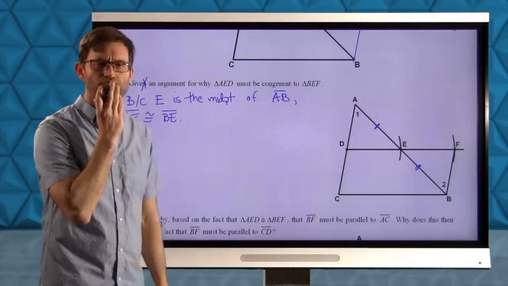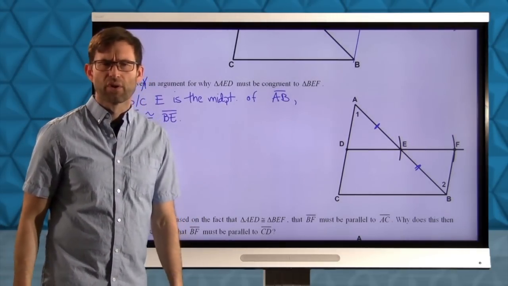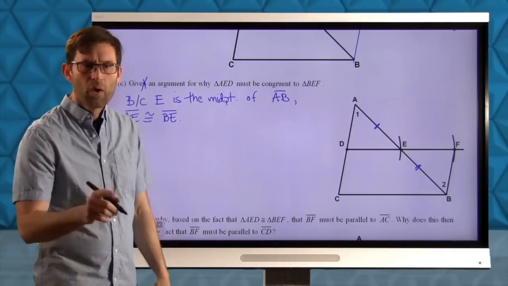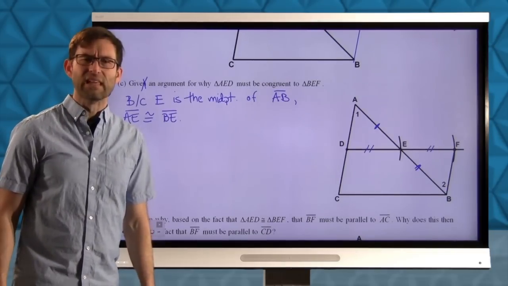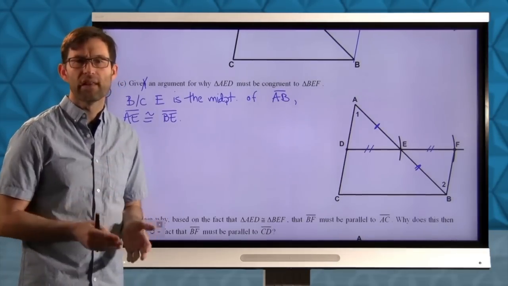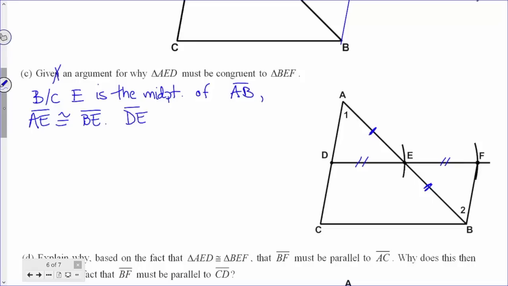All right. What else do we know? Do we know any other side lengths of those two triangles are congruent? Remember, we're basing this on what we know, not just what we can see. Well, we also know that DE is congruent to EF. Why do we know that? Because that was the way we constructed EF, right? So I can now say that DE is congruent to EF, and that is literally by construction. I made it that way.